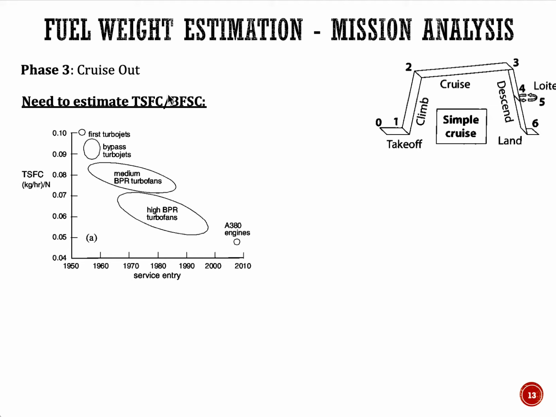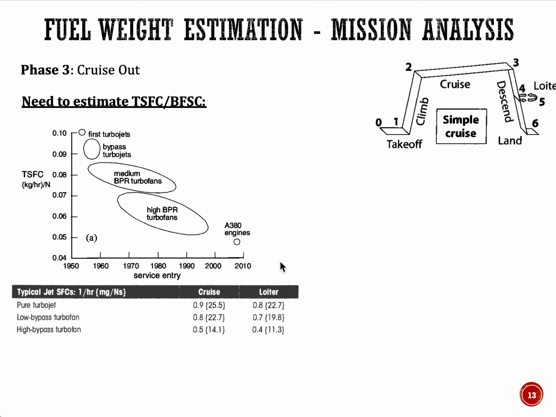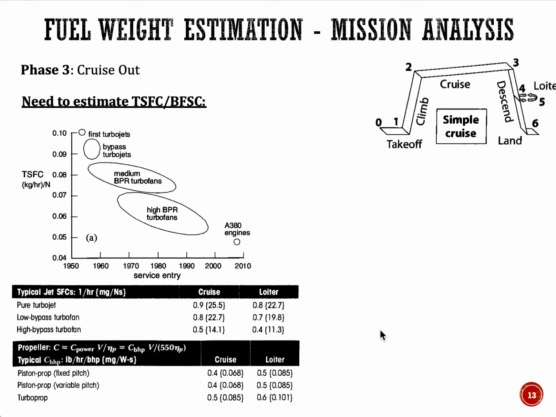So here is a picture from Torrent Peak, I believe, where it mentions the thrust specific fuel consumption as a function of years. You can see how the thrust specific fuel consumption has actually gone down over the years. But this is just a general trend, right? For your aircraft that you want to design, here are some of the values that I pulled from Raymer, for a different type of aircraft or different type of engines, and then you have the prop as well.